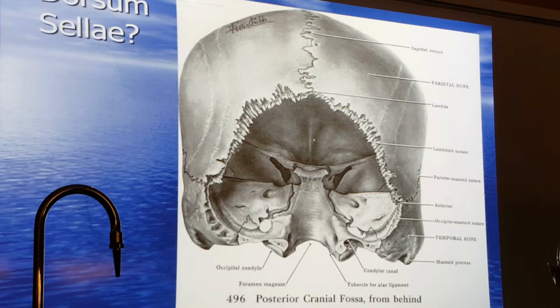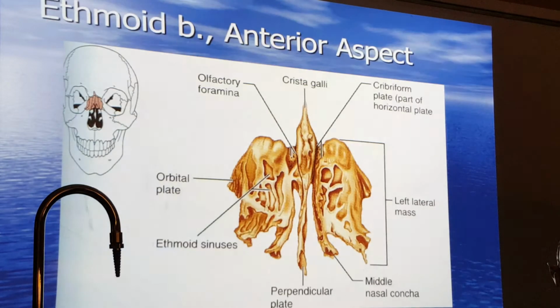So, this ethmoid bone is kind of hard to see anything on it, but this is an anterior view. The one feature that stands out is this one right in the center, is the perpendicular plate of the ethmoid. And I almost always ask that.